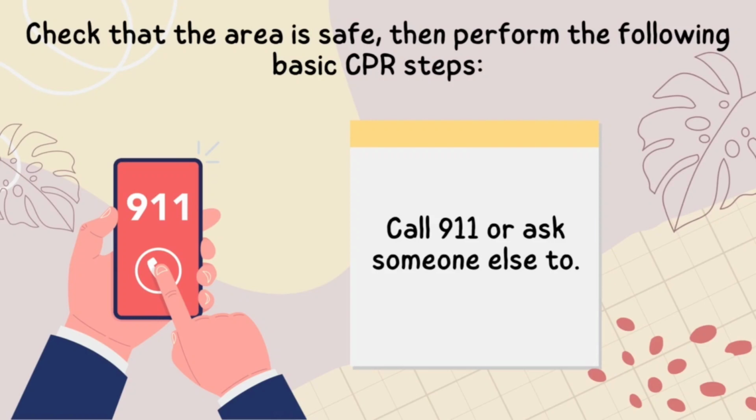First, check the scene for factors that could put you in danger, such as traffic, fire, or falling masonry. Next, check the person. Do they need help? Tap their shoulder and shout, "Are you okay?" If they are not responding, call 911 or ask a bystander to call 911 before performing CPR. If possible, ask a bystander to go and search for an AED machine. People can find these in offices and many other public buildings.